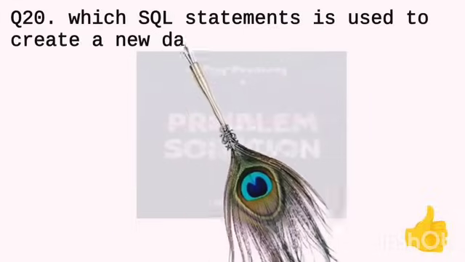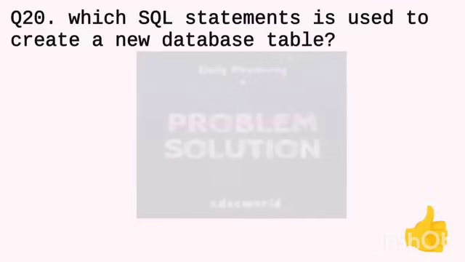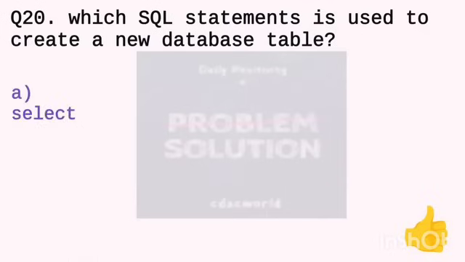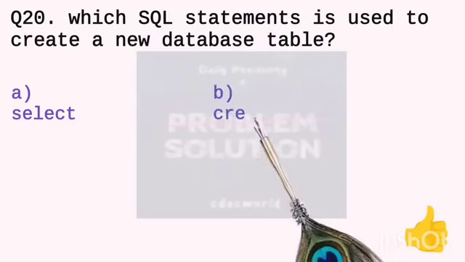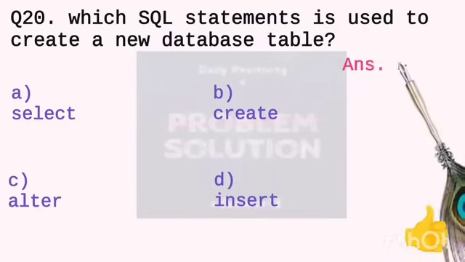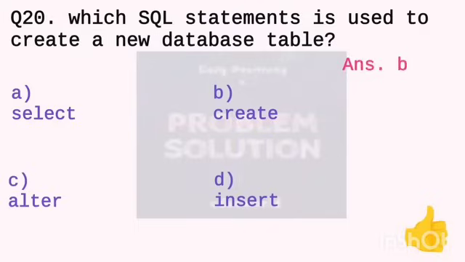Query number 20. Which SQL statement is used to create a new database table? Option A, select. Option B, create. Option C, alter. And option D, insert. And the answer is B, create.